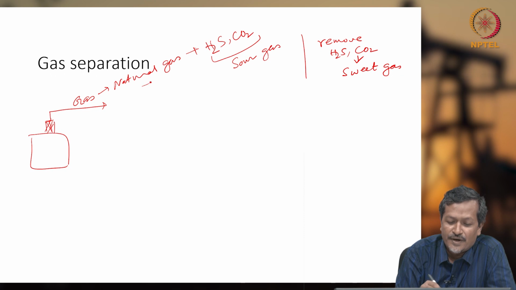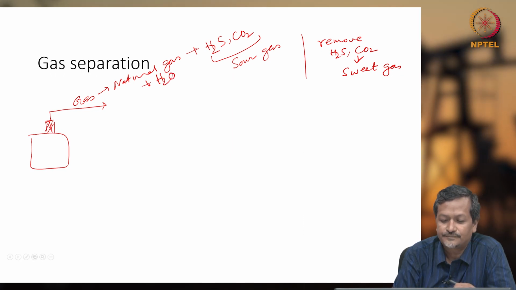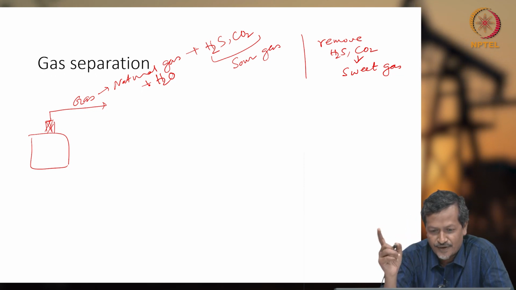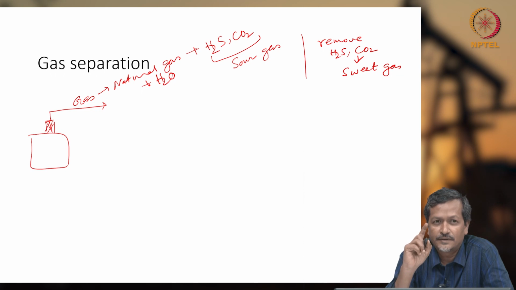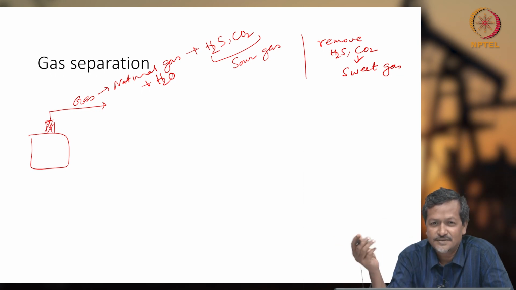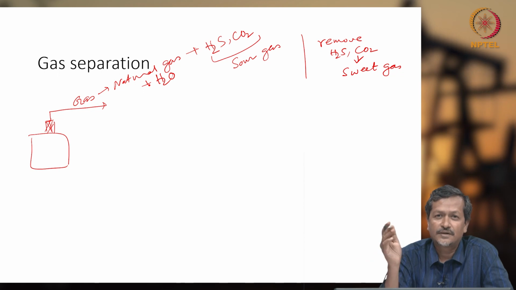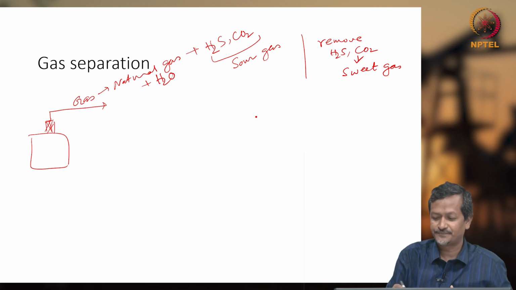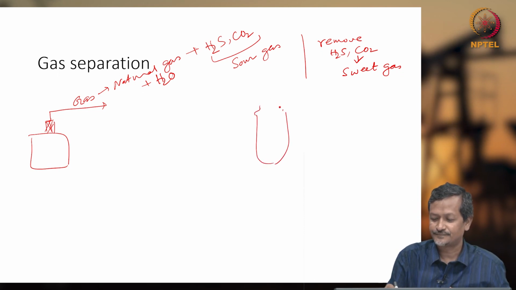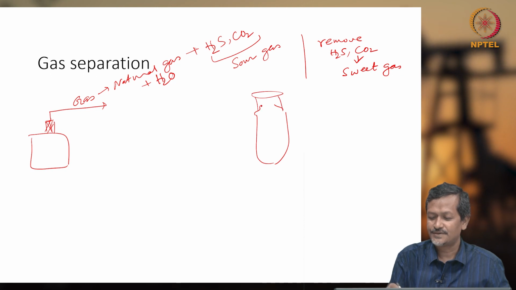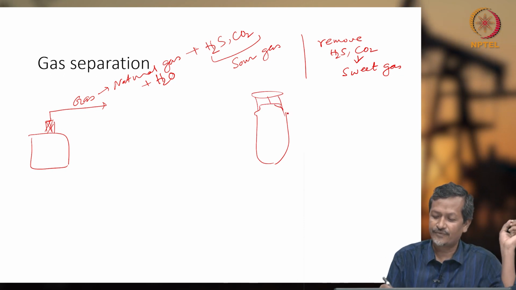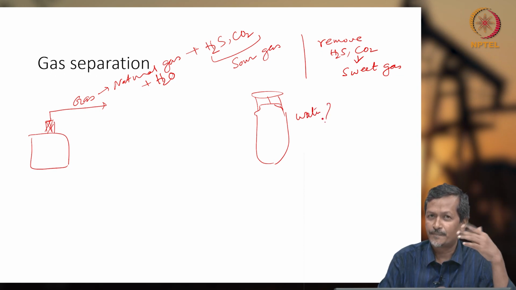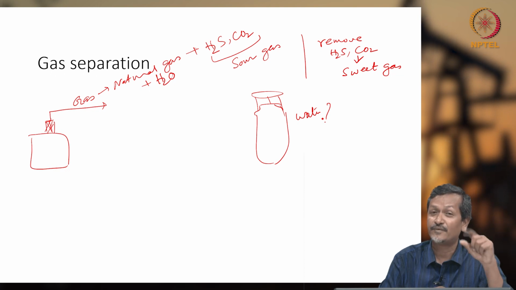Now, natural gas will contain one more thing, water. When you are separating natural gas, you have to separate the sour content and water content, because when an Indian gas supplier or Reliance or another company supplies gas, it should not contain water. Why should it not contain water? Because if you have a gas cylinder like this, and if you have water content, let's say, then when you are burning gas, the gas will be evaporating water.